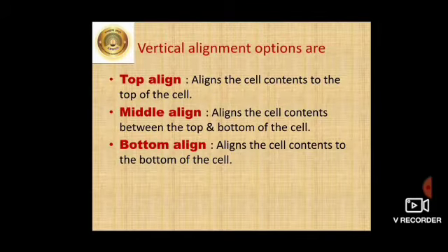Then next we have vertical alignment options, that are first is top align, that aligns the cell contents to the top of the cell. Second we have middle align, that aligns the cell contents between the top and bottom of the cell. And third we have the bottom align, that aligns the cell contents to the bottom of the cell.